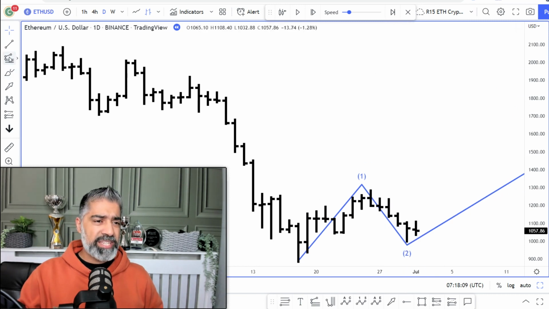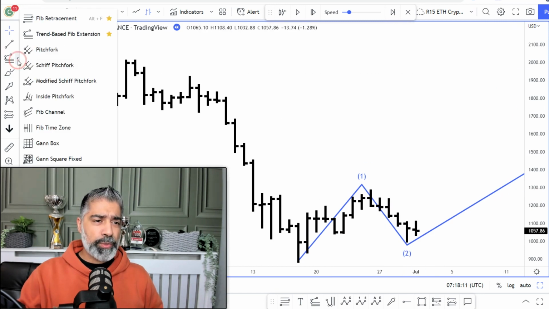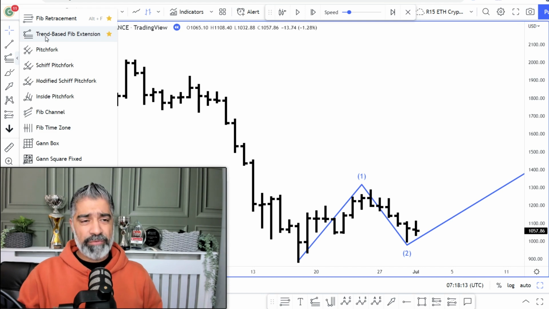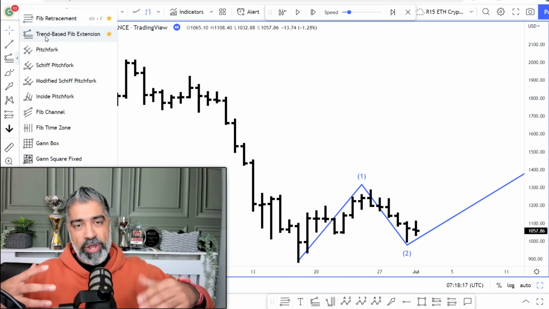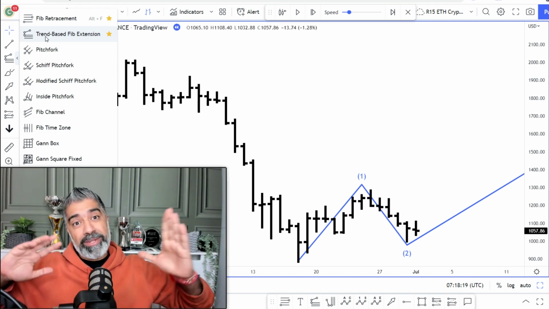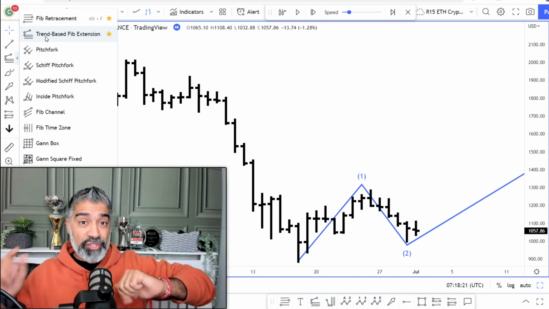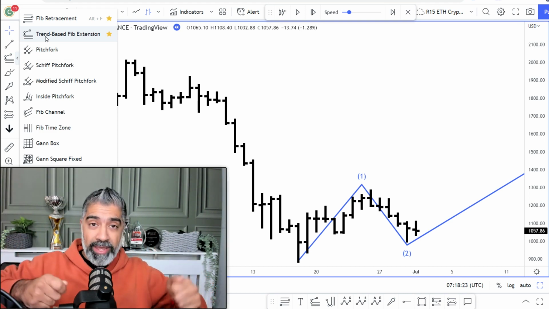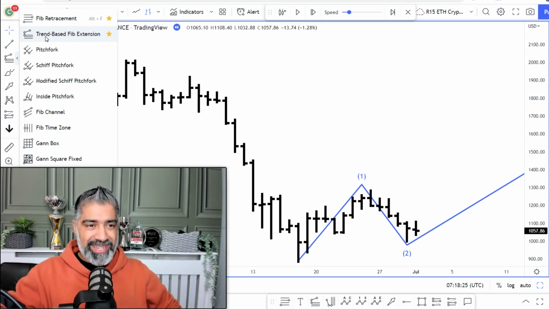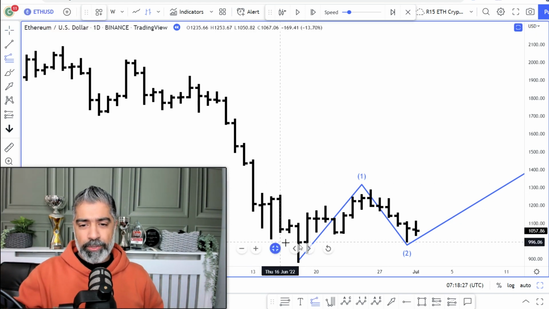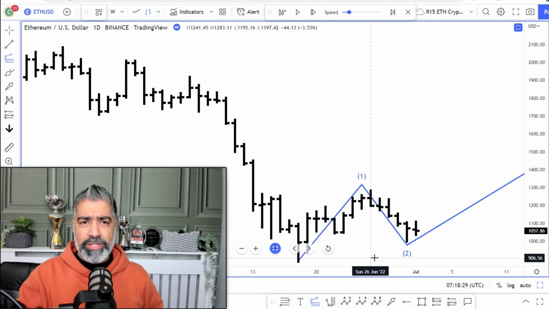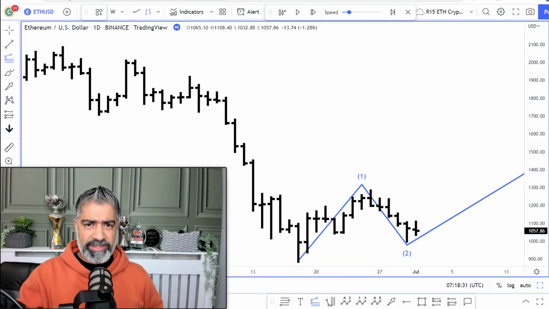On the right-hand side, you're going to see this panel, and it gives you a load of tools. And the tool that we want to select is something called trend-based fib extensions. Now, Fibonacci is a ratio, or it's a golden mean that applies in human nature time and time again, but it was discovered that it applies to market buying and selling behavior. So we're going to select this tool, and we're going to do two things. I'm just going to show it to you like this, so it's really clear for you.